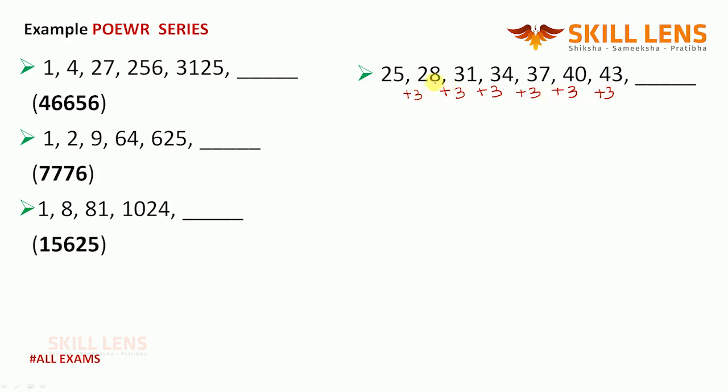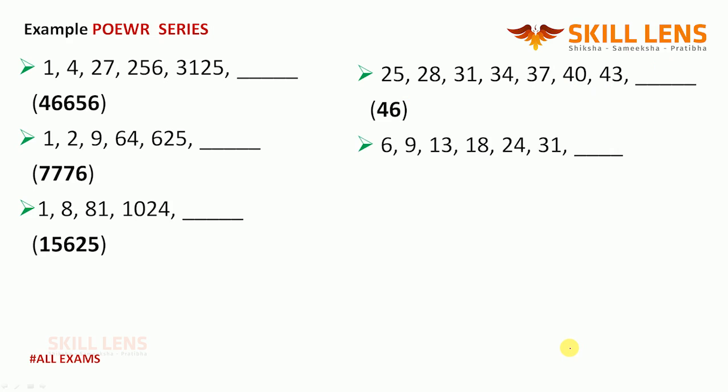You have understood the constant difference, so you have to add plus 3. You can write your answer as what? 46. So that's going to be your answer. Okay. Hope everybody understood this particular question. Let's go to the next question.